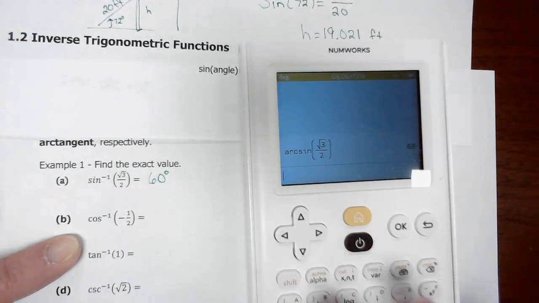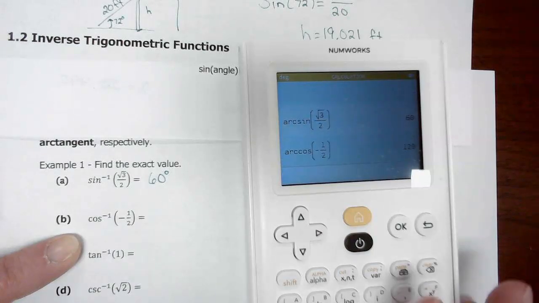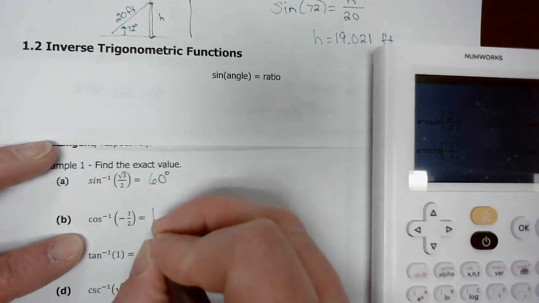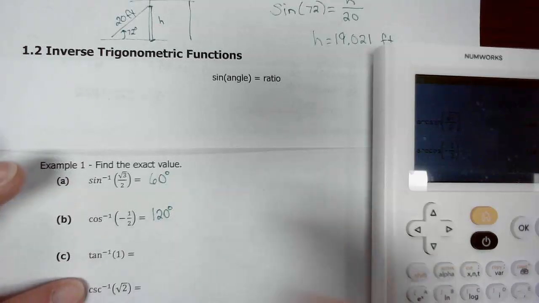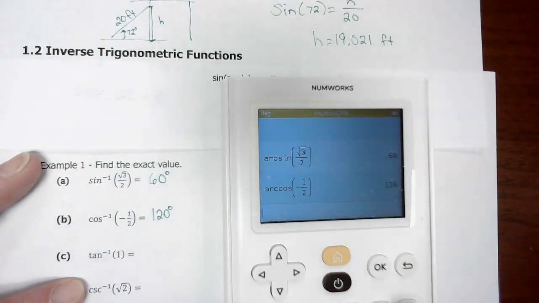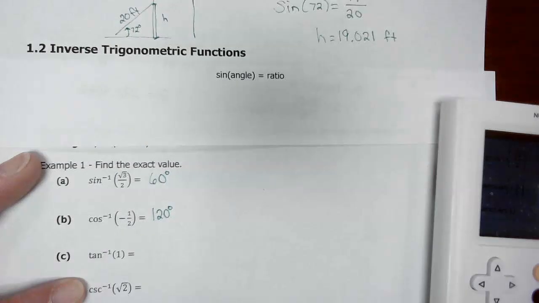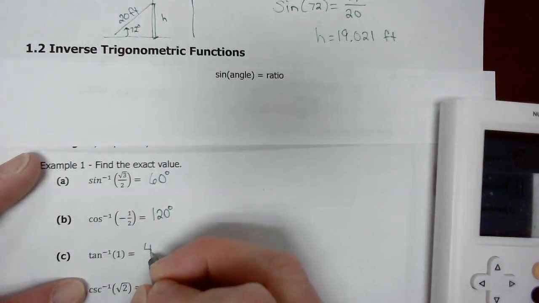Cosine. So shift cosine, negative 1/2, is 120 degrees. Inverse tangent of 1 is 45 degrees.